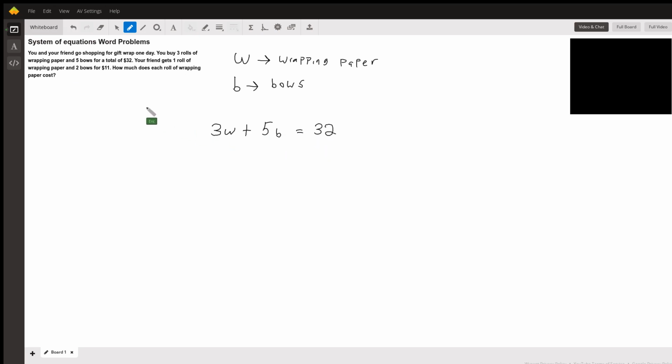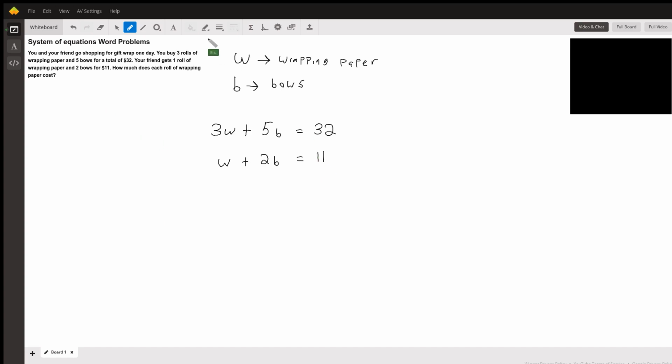And we also know that your friend gets 1 roll of wrapping paper and 2 bows for 11. So 1 roll of wrapping paper, so that's 1W or just W. We don't need to put the 1 in front of it, but feel free to put it in front of it if you would like to. Plus 2 bows, or 2B, equals 11.